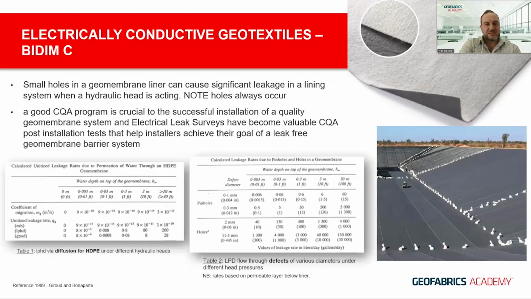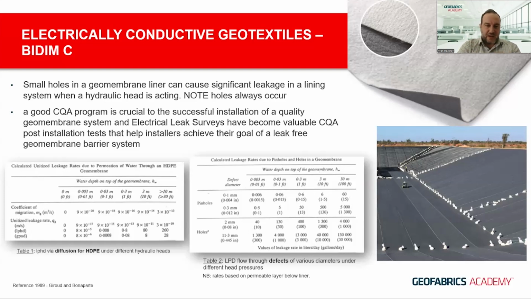Okay, so as we've seen, small holes in a geomembrane can cause significant leakage in the lining system when there's a hydraulic head acting on it. And as we saw earlier from that example from GRI, there are always holes that are likely to occur. So, just highlighting that a good CQA program, which includes an electrical leak location survey, is crucial in the installation of a quality geomembrane system, to enable it to be as close to leak free as possible.